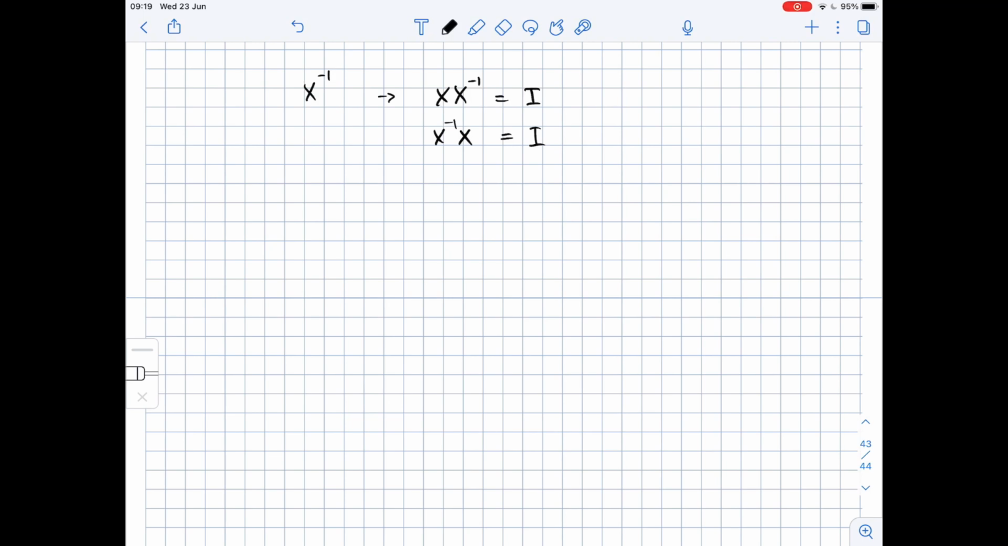First of all, the matrix should be a square matrix. So let's write down which matrices have an inverse. Square matrices only.